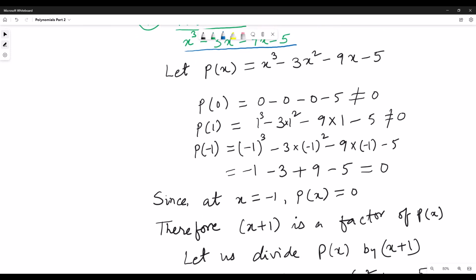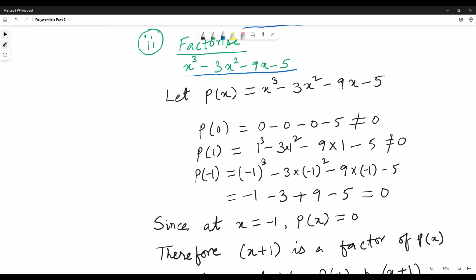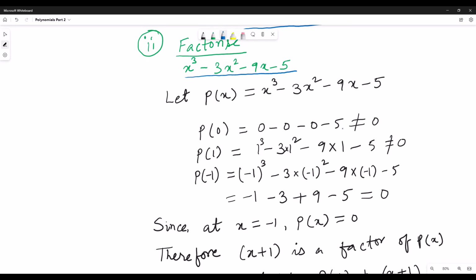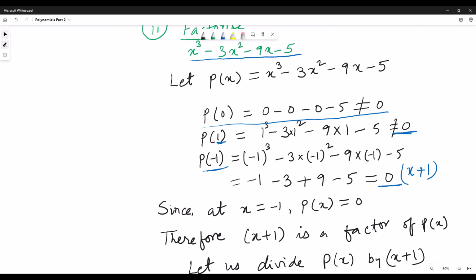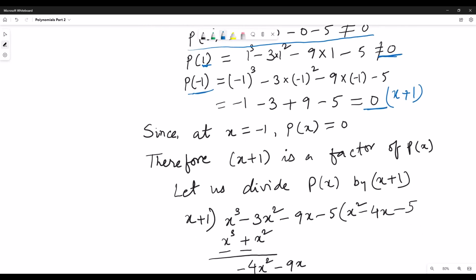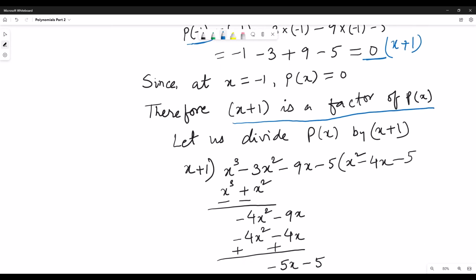We will see. For x equals 0, this is not 0. For x equals 1, this is not 0. For x equals minus 1, this is 0. So if x equals minus 1, p of minus 1 is 0, it means x plus 1 is a factor of this polynomial. Since at x equals minus 1, p of x is 0, therefore x plus 1 is a factor of p of x. So if we have found one of the factors, we will divide and find the quotient.